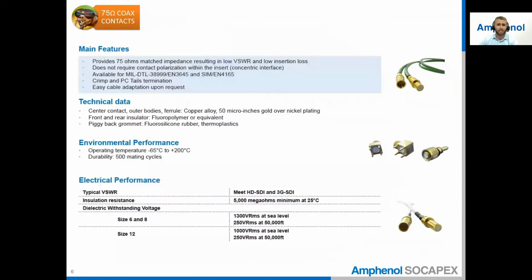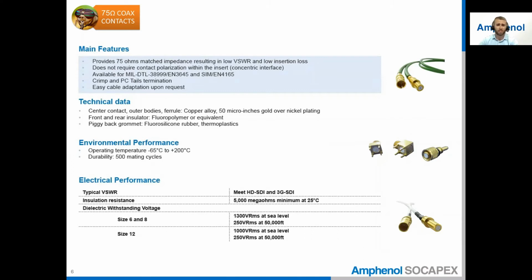Up to 3G SDI, we have two main ranges of products. We have the 75 ohms coax contacts, which are designed around the standard's overall dimensions so that they can be used with standard cavities of sizes 8 and 12. We have also developed a size 6 contact, which is not using a standard cavity. We developed specific connectors to accept the contact with the cable.